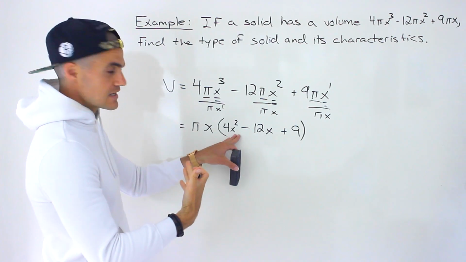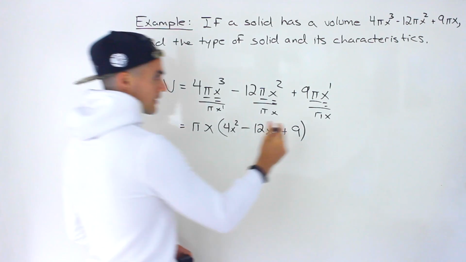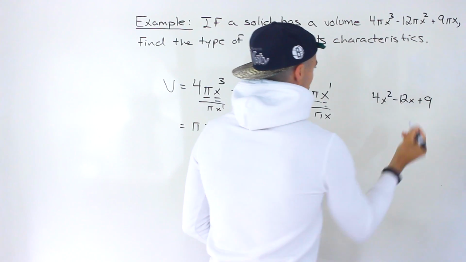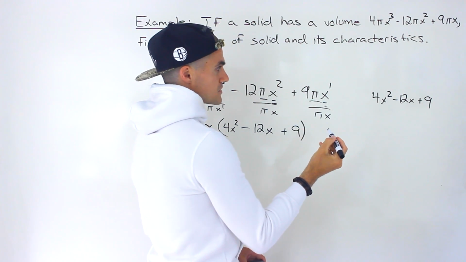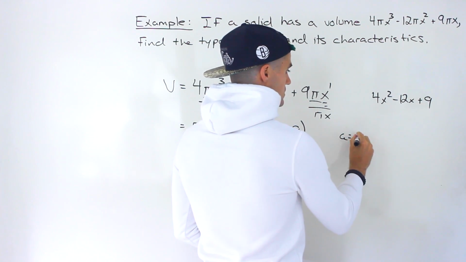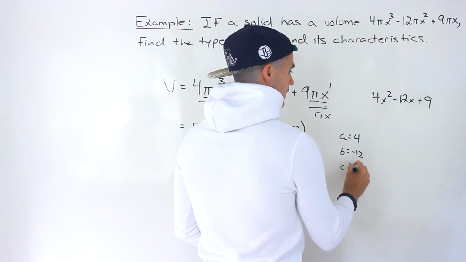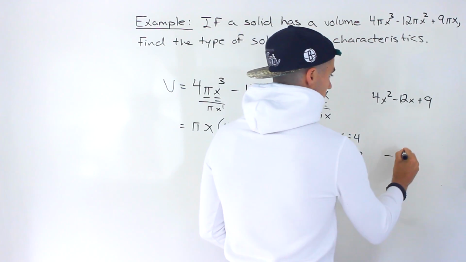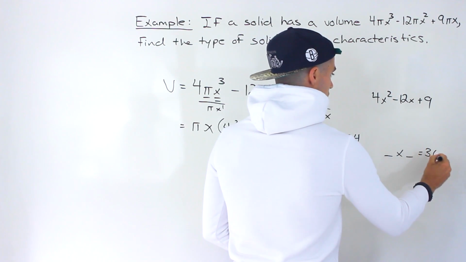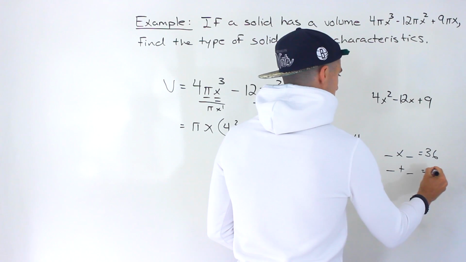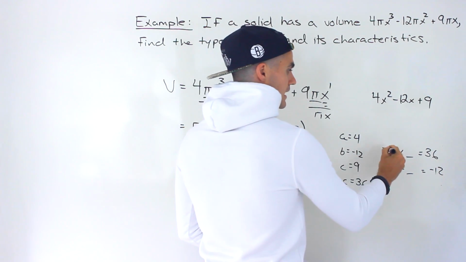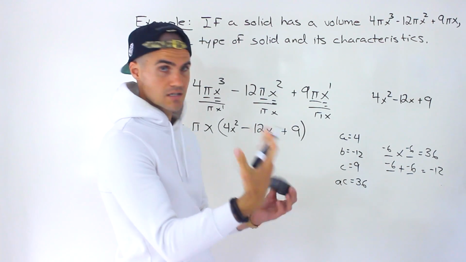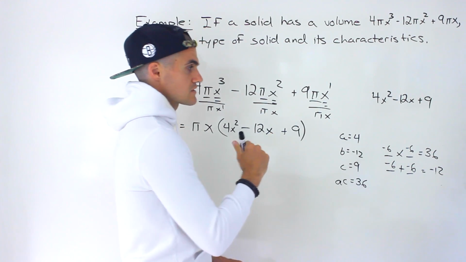Then further, let's see if we can factor this bracket right here. Notice that it is a quadratic, so let's see if we can factor with decomposition. The A value is 4, the B value is negative 12, the C value is 9. The AC value is 36, 4 times 9. So we've got to find two numbers that multiply to that AC value of 36 and add up to that B value of negative 12. The two numbers would be negative 6 and negative 6. Negative 6 times negative 6 gives us positive 36, and negative 6 plus negative 6 gives us negative 12.